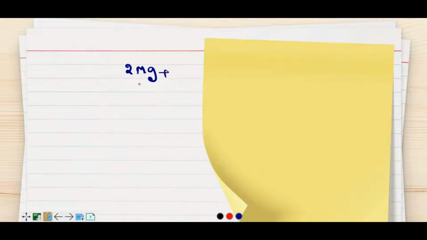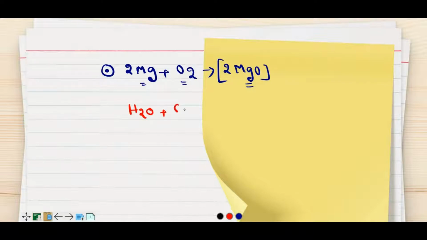If we burn any active metals in the presence of oxygen, this will form metal oxides. That is, magnesium is burned in the presence of oxygen and this will form magnesium oxide. This is also an example of synthesis. Again, if we combine water with carbon dioxide, then this will form H2CO3. This is nothing but an acid. So in such a way we can form acids too.